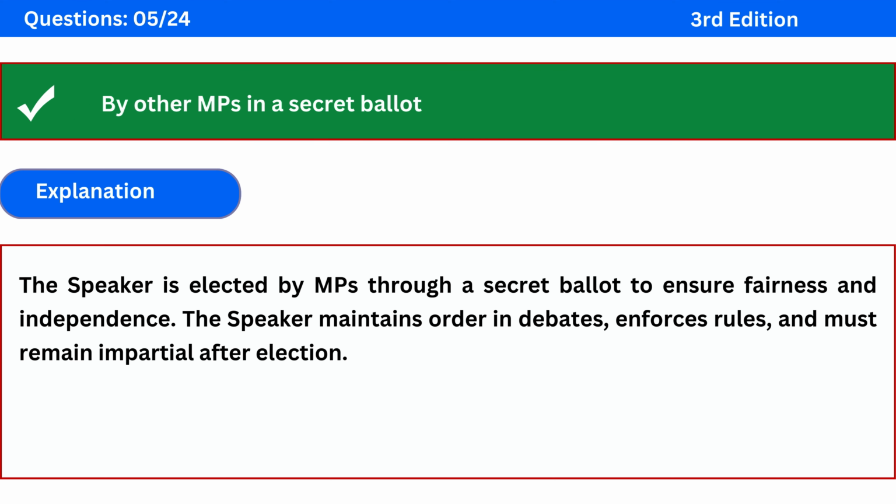The correct answer is by other MPs in a secret ballot. Explanation: the Speaker is elected by MPs through a secret ballot to ensure fairness and independence. The Speaker maintains order in debates, enforces rules, and must remain impartial after election.